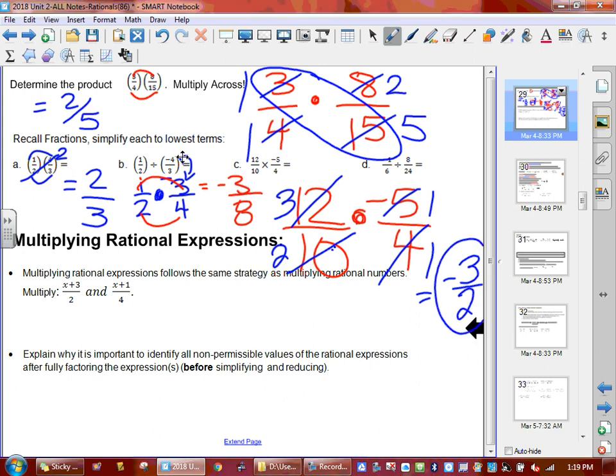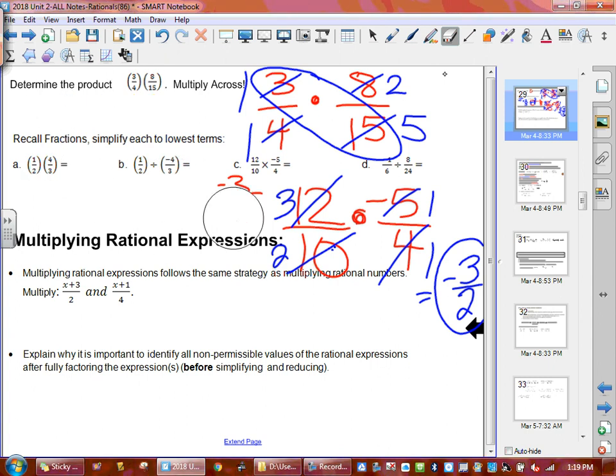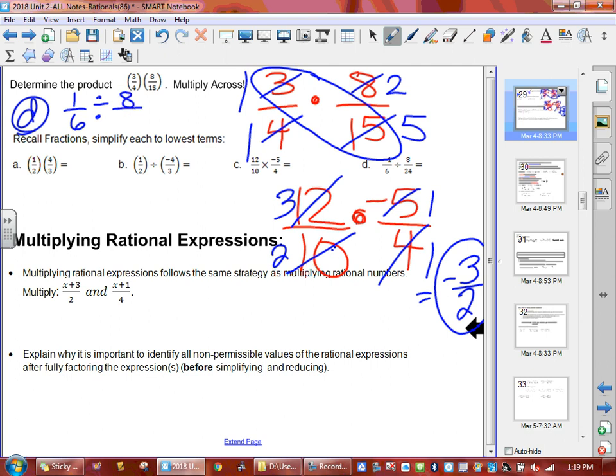Okay? I'll put letter D just over here. I'm just going to erase this other stuff. So I'll put letter D over here. Here's your new letter D. It is 1 over 6 divided by 8 over 24. So 1 over 6 divided by 8 over 24. Okay? So with this dividing, this is the letter D. This is the one we're replacing for letter D.